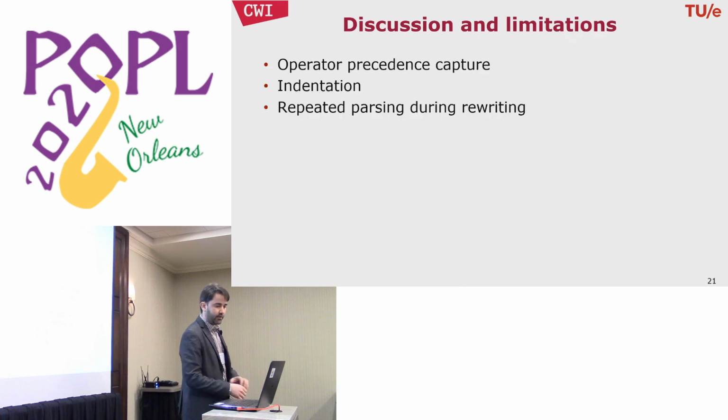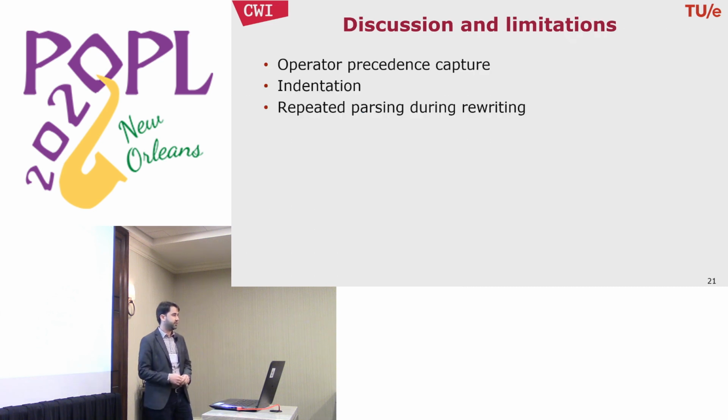So there are some limitations here. Because this is all mapped back to a string and then parsed, it's possible that you capture some operator precedence that you do not want. The indentation strategy is currently not optimal, so at least it can be improved. And we parse the full right-hand side pattern every time the left-hand side matches against the tree, which is unnecessary. So we can improve that by doing some compile time parsing.